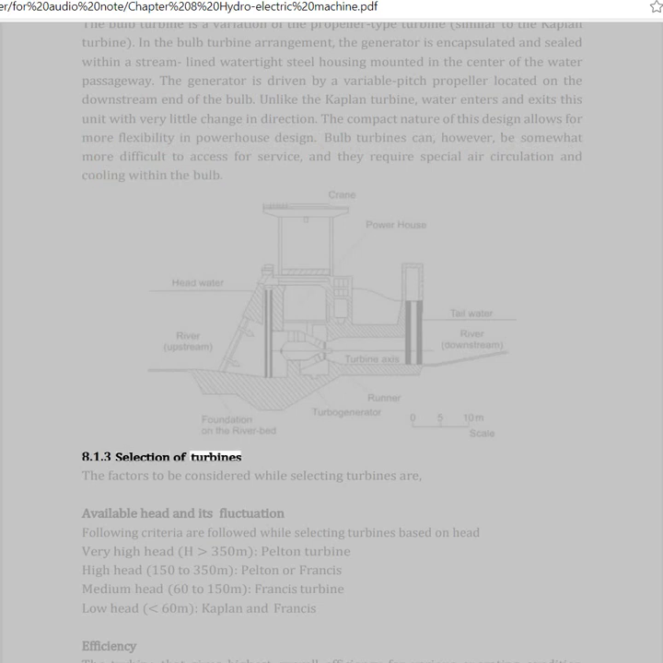8.1.3 Selection of turbines. The factors to be considered while selecting turbines are: available head and its fluctuation. The following criteria are followed while selecting turbines based on head. Very high head, H greater than 350 m: Pelton turbine. High head, 150 to 350 m: Pelton or Francis. Medium head, 60 to 150 m: Francis turbine. Low head, below 60 m: Kaplan and Francis.